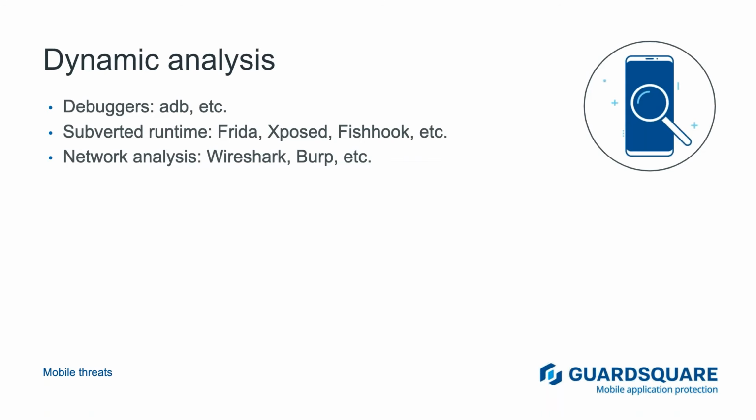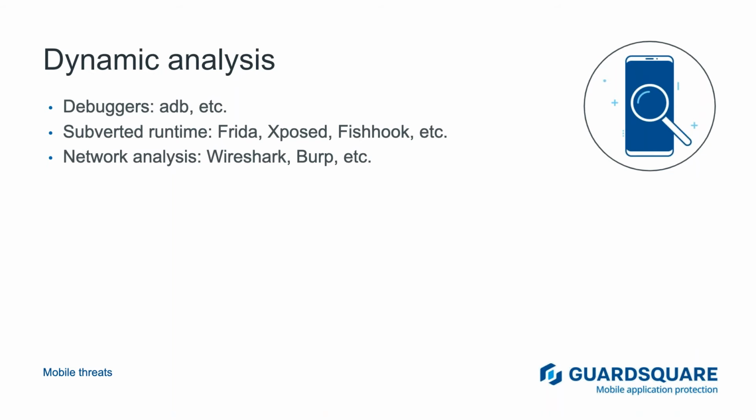Dynamic analysis, on the other hand, requires a test device. That gives the advantage that the malicious user can attach a debugger to the app to read out the memory. There might be some decrypted values of certain strings stored in there. Or he can also hook the application with tools like Frida, Xposed, Fishhook, and so on to make a license check, for example, always return true.